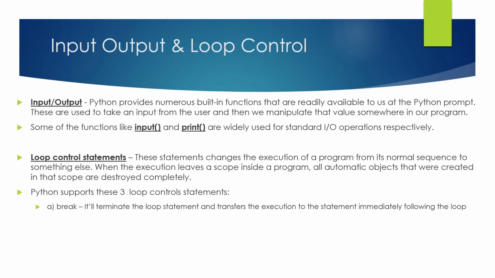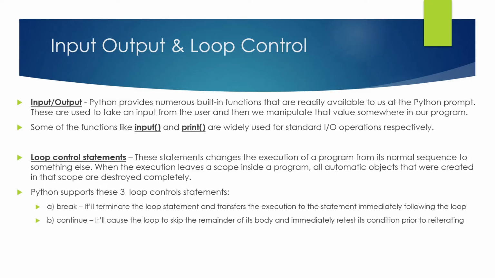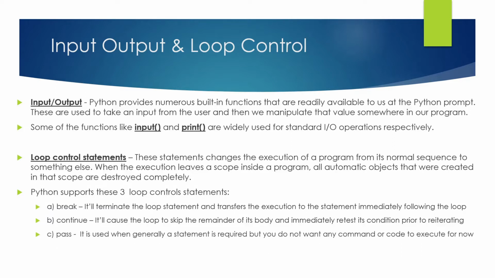First is break. What does break do? It terminates the loop statement and transfers the execution to the statement immediately following the loop. What does continue do? It causes the loop to skip the remainder of its body and immediately retest its condition prior to reiterating. What does pass do? I hope you have paid attention to my last few videos. In one video we discussed pass, so again I am reiterating it. It is used when a statement is required but you do not want any command or code to execute for now.